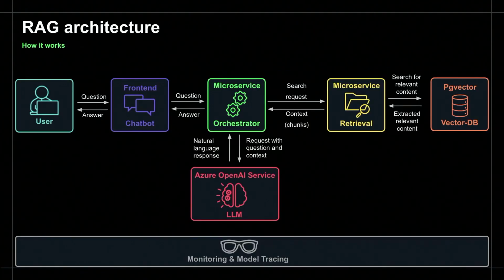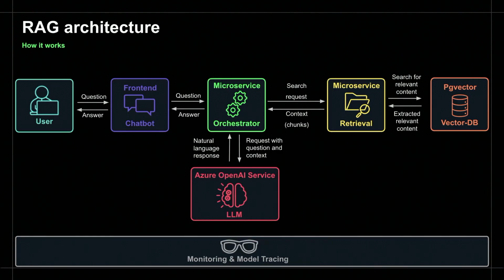And here you can see how the whole thing works together, and I would say it's a classical RAG pipeline. So the user asks a question, and then the question is sent through the front end of the chatbot to the orchestrator microservice that is running in Docker on the pretty old Windows server of the client. And then this microservice sends a search request to the retrieval microservice that extracts the relevant information from our knowledge base, which is basically pgvector. And then the retrieved chunks come back through the retrieval microservice to the orchestrator.